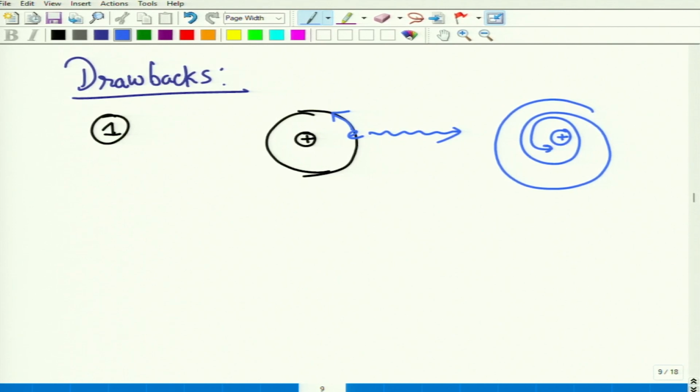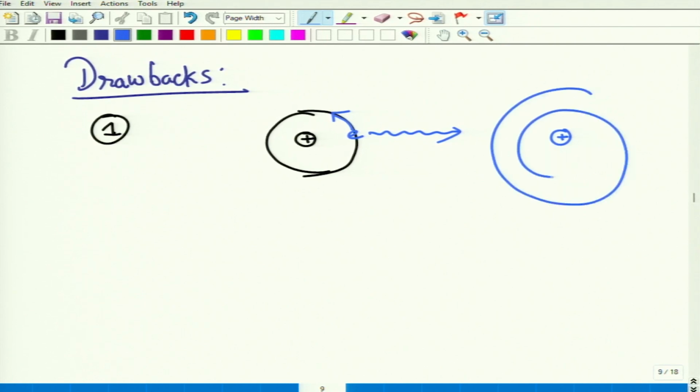Since the orbiting electrons are accelerated, because they are following a circular path, they should also emit some electromagnetic waves. As a consequence, the energy of the orbiting electron would keep on decreasing. It would follow a spiral path. I should draw it properly. Okay, let it be like this. This is a spiral path. It should follow a spiral path, and it should ultimately collide with the nucleus.